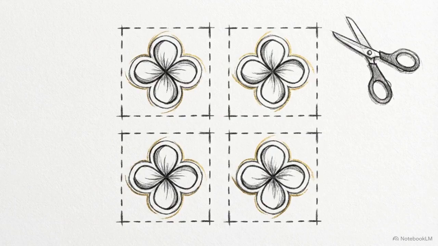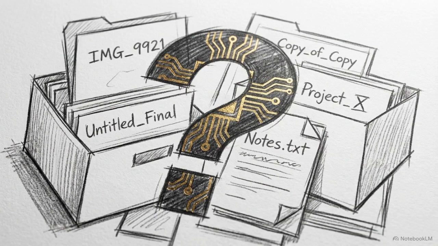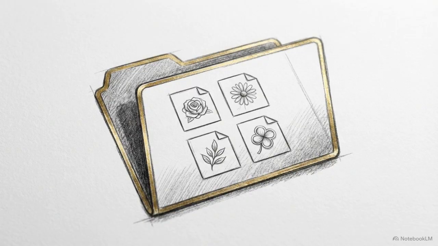Move over to your design canvas tool. We are going to crop that single transparent grid and export it as 4 separate individual image files. When you save these, name them clearly, like Pink Flower 01 and Pink Flower 02. Vague file names cause massive confusion for buyers trying to sort through their downloads. Take those 4 newly named files and place them together inside a single dedicated folder on your desktop.